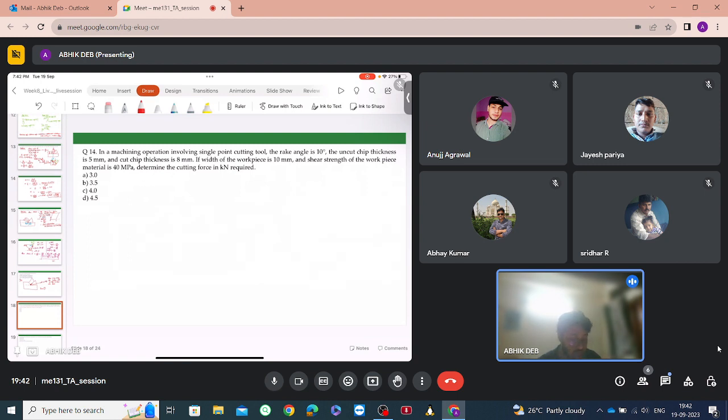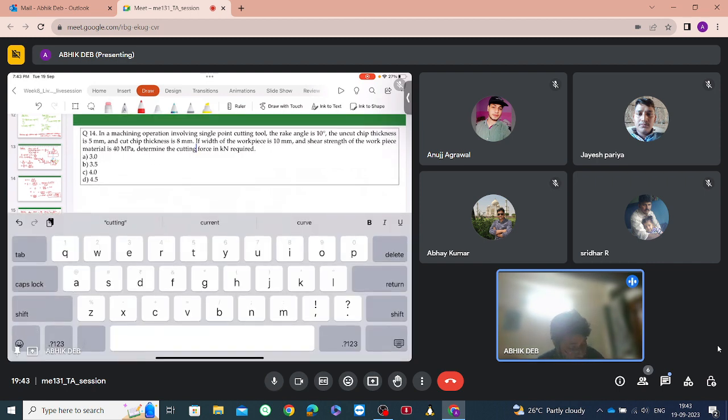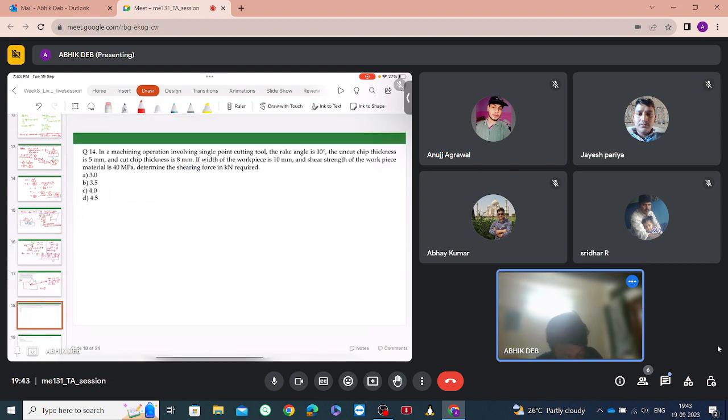If the width of the workpiece is 10 millimeter and the shear strength of the workpiece material is 40 megapascal, determine the cutting force, sorry, not the cutting force, the shearing force in kilonewton required. So what all data are given?